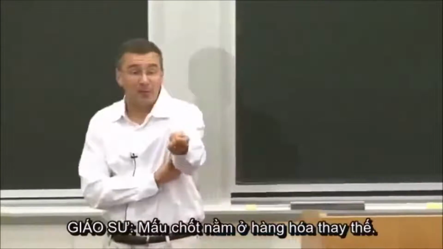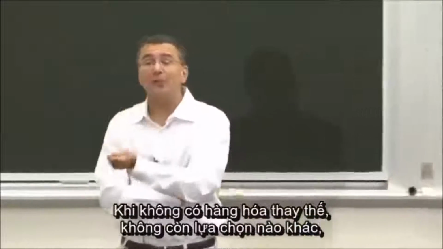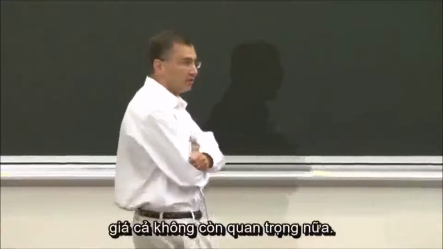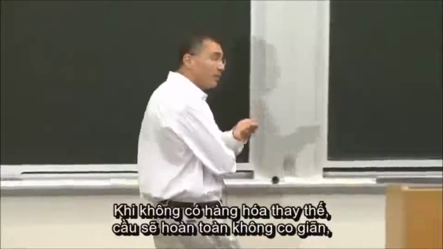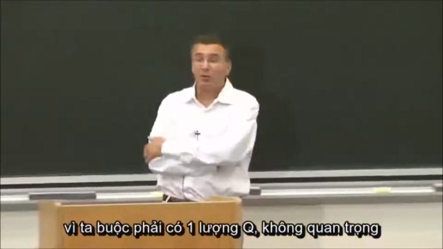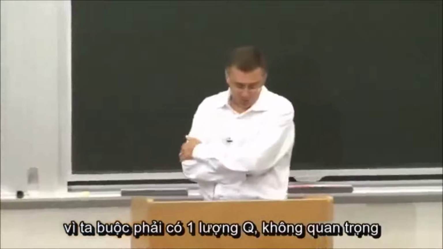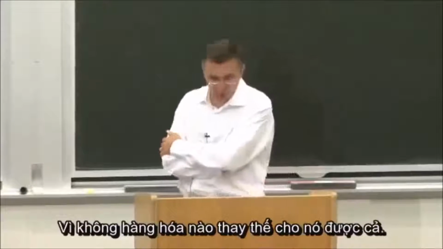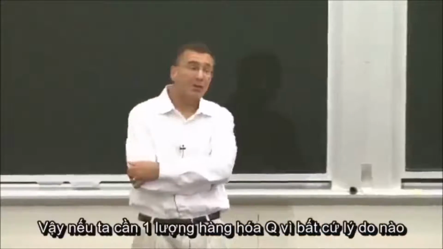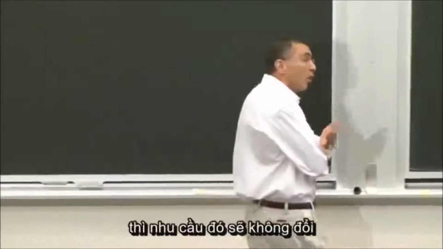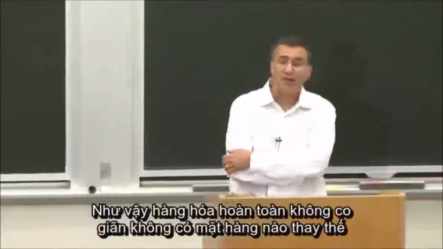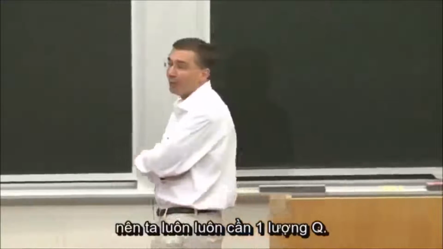It's all about substitutes. When there's no substitutes, when there's nowhere to go, it doesn't matter what the price is. Okay? When there's no substitutes, demand will be perfectly inelastic because you have to have Q. It doesn't matter what the price is because there's nowhere else you can spend. There's no substitute for that good. So if you want an amount Q of that good for any reason, you're always going to want that amount Q no matter the price. So a perfectly inelastic good would have no substitutes, and so you'd always want Q no matter what.